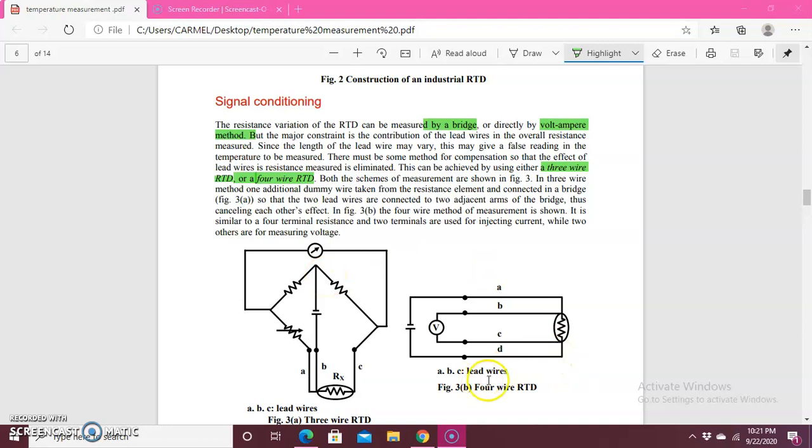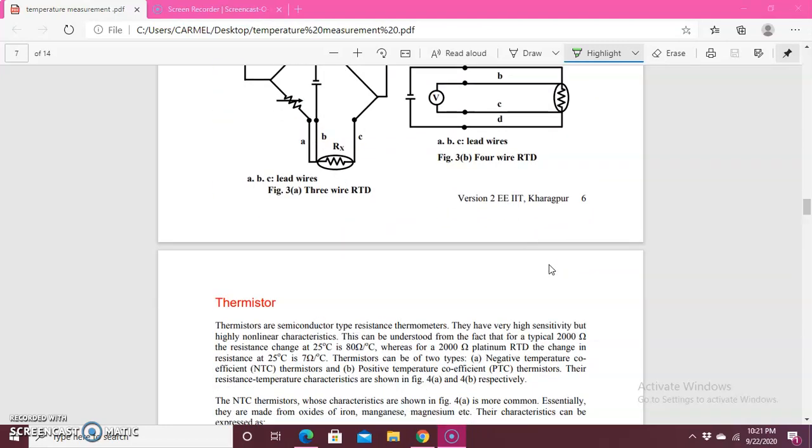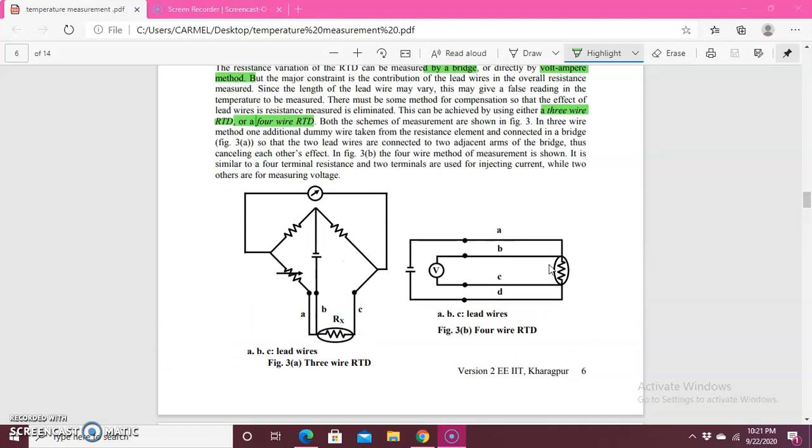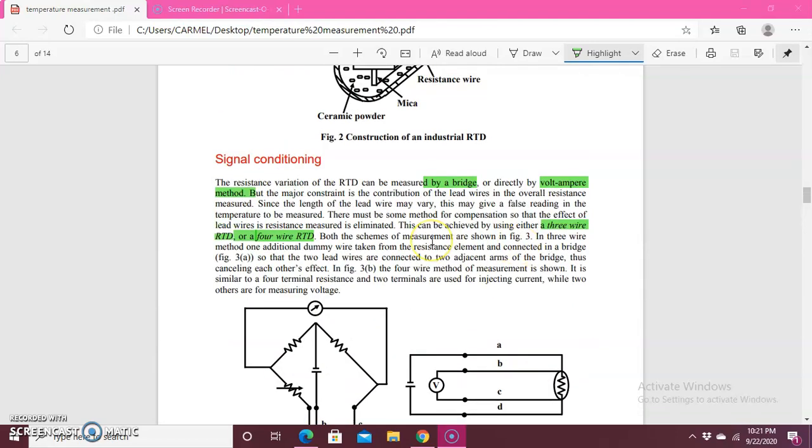The same way you can go for this 4-wire. This is the resistance lead. Across B and C we have a voltmeter, and across AD we have a supply. So this is the 4-wire RTD measurement. Using those two combinations we can measure the resistance value. So this is how your RTD is working. Now I would like to show you how the RTD looks when it is used from an industrial point of view and how the construction should be. I will show you the video of how it looks.